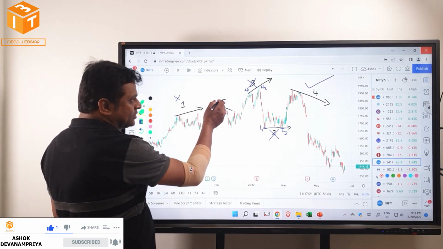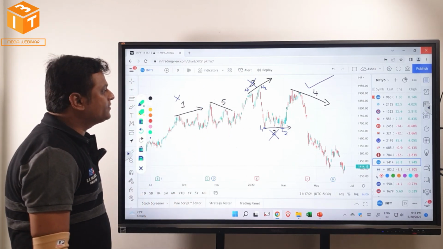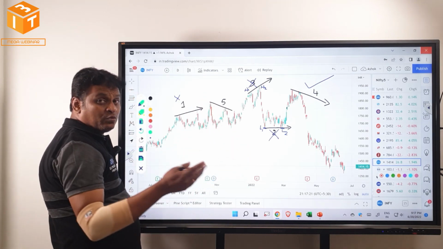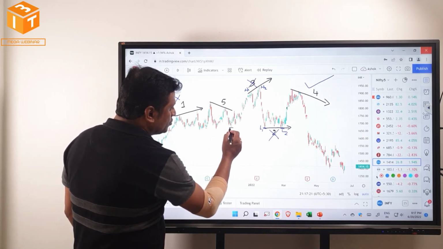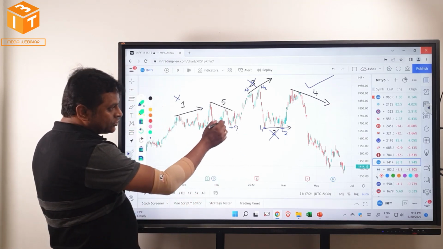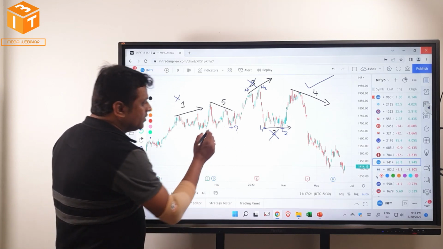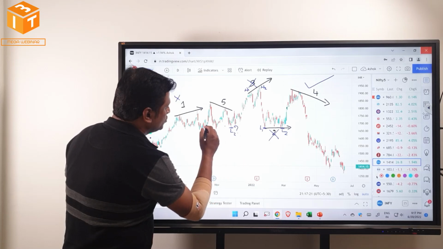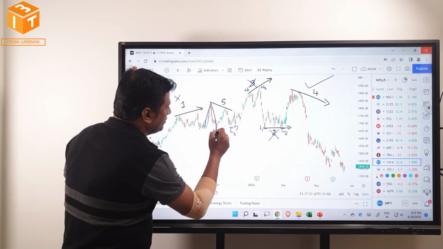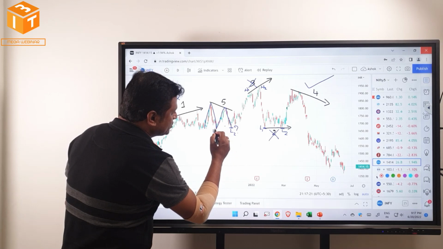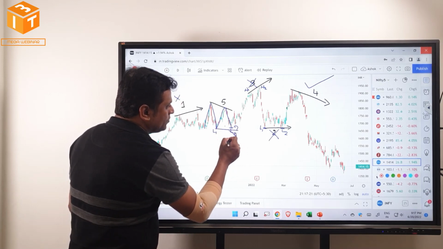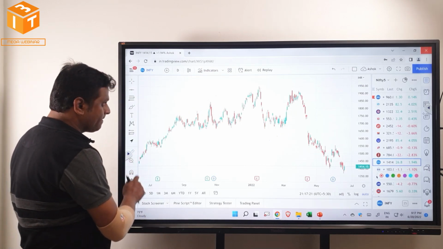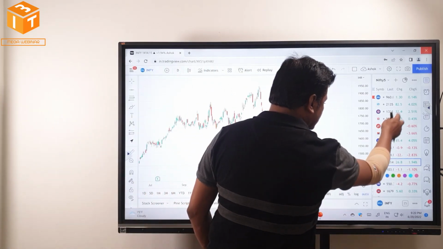And last but not the least, this one. What do you think? 2 peaks? Good. H2 is lower than H1? Very good. What about L2? L2 is not lower. This is L1. This is L2. So what has price done? Peak 1, peak 2. It has not broken this L. So this is not a good trend line. Chalo, let's pick up some more examples.